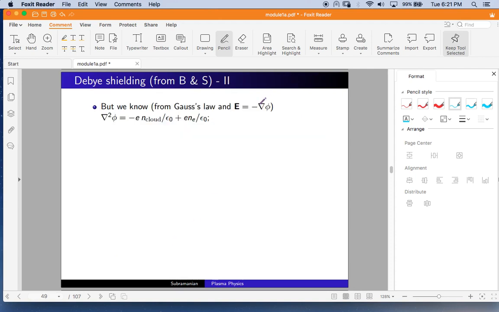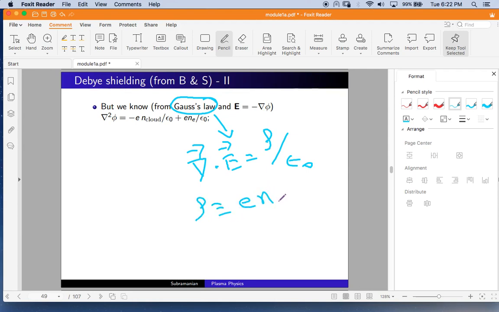As before, we use Gauss's law, and using the electrostatic E equals minus grad phi, from Gauss's law, divergence of E is equal to rho over epsilon naught, where rho is the charge density, and rho would be e n_cloud minus e n_cloud plus e n_e, over epsilon naught, and so that's what we've written here.